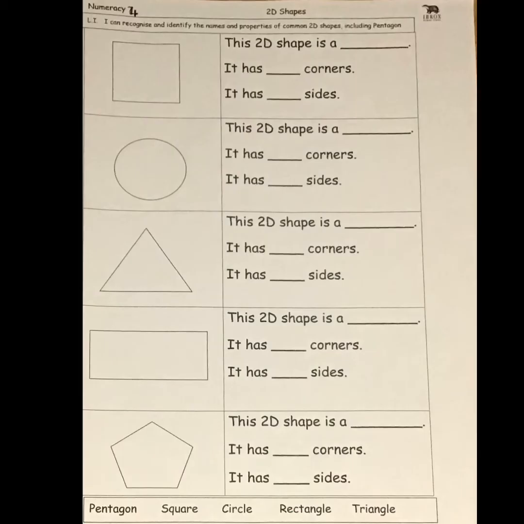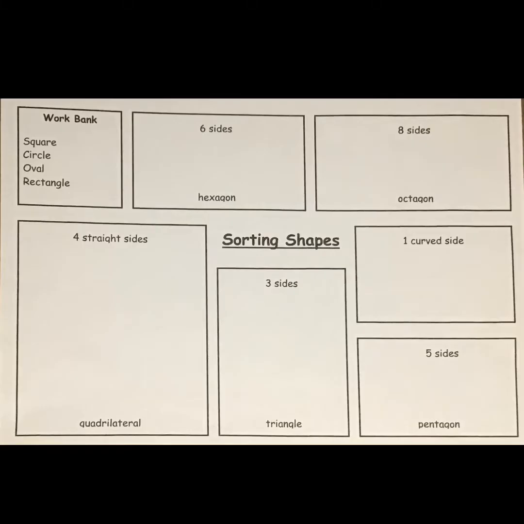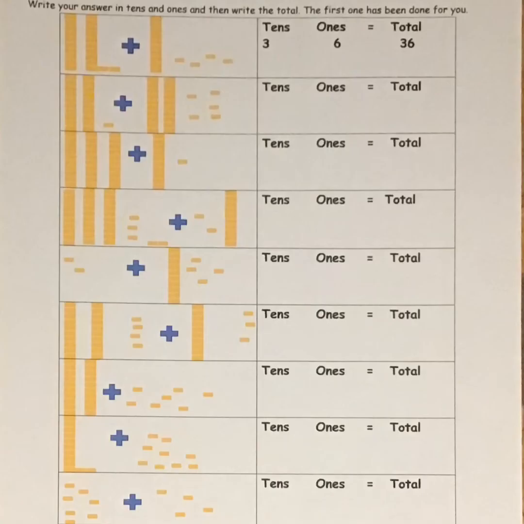Numeracy 4 is shapes. The first task asks the children to name the 2-dimensional shapes and then write down how many sides and corners the shape has. There is a word bank at the bottom of the page with the shape names to aid in this activity. Numeracy 5 consolidates the learning from Numeracy 4. The shapes should be cut out and put in the box that relates to their properties.